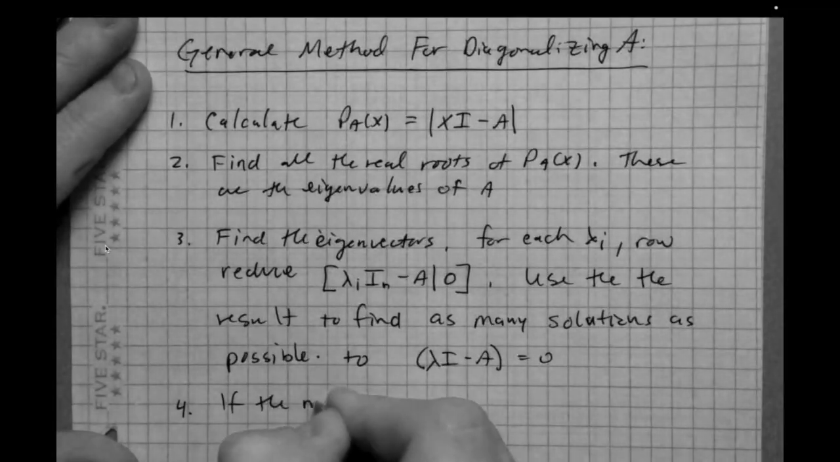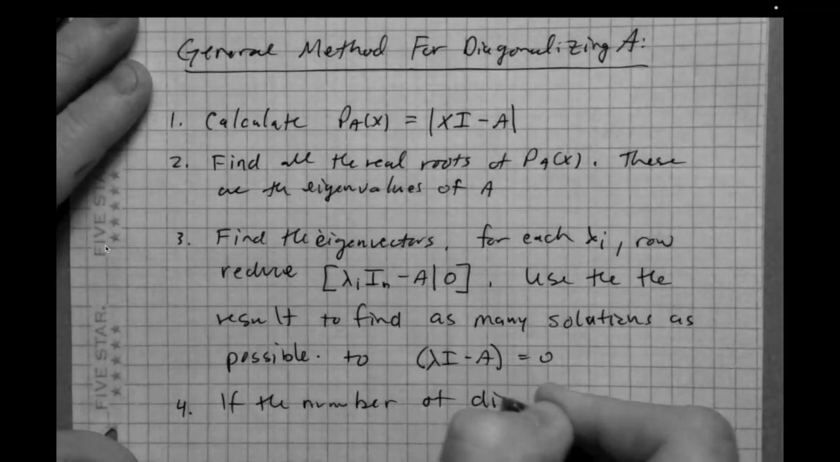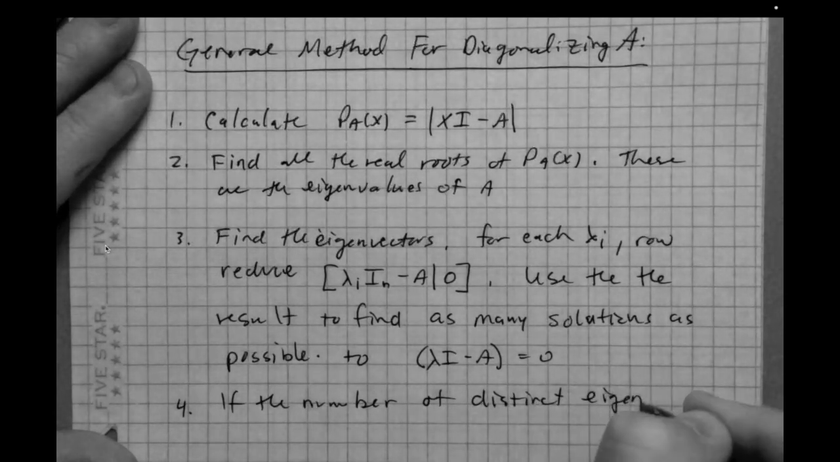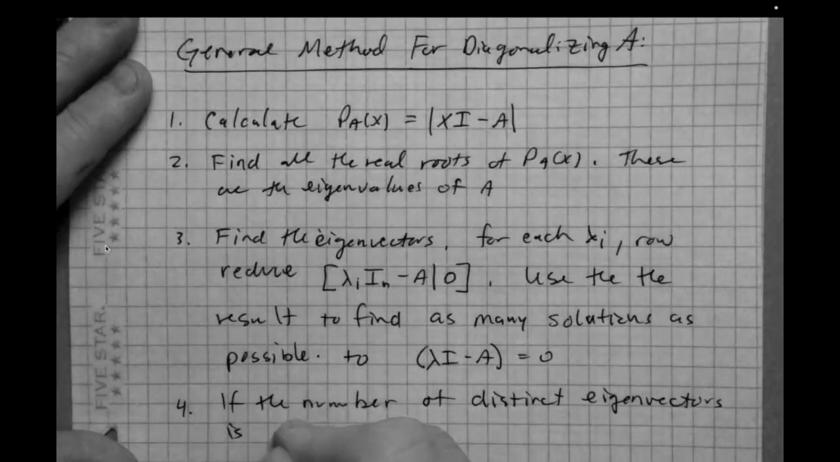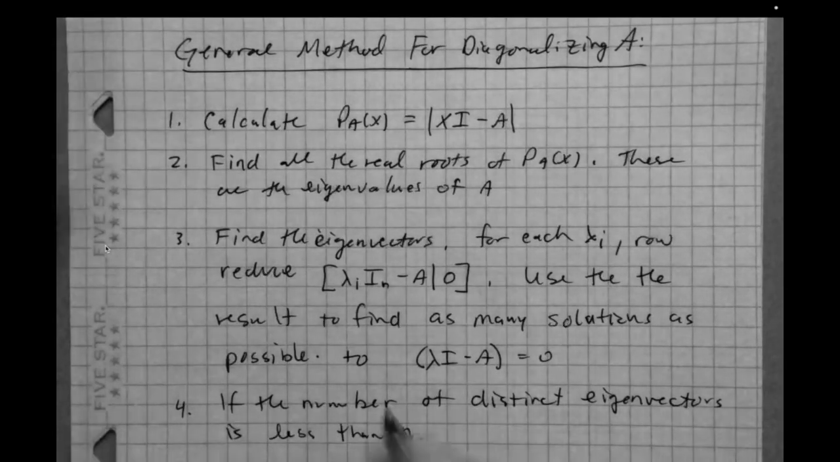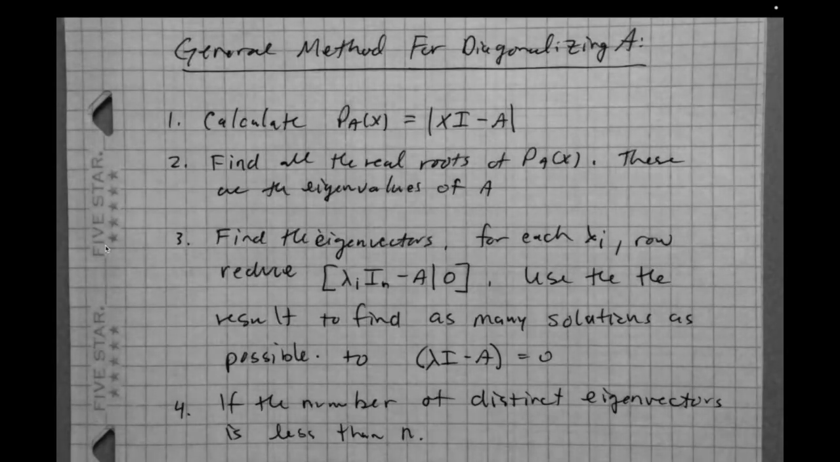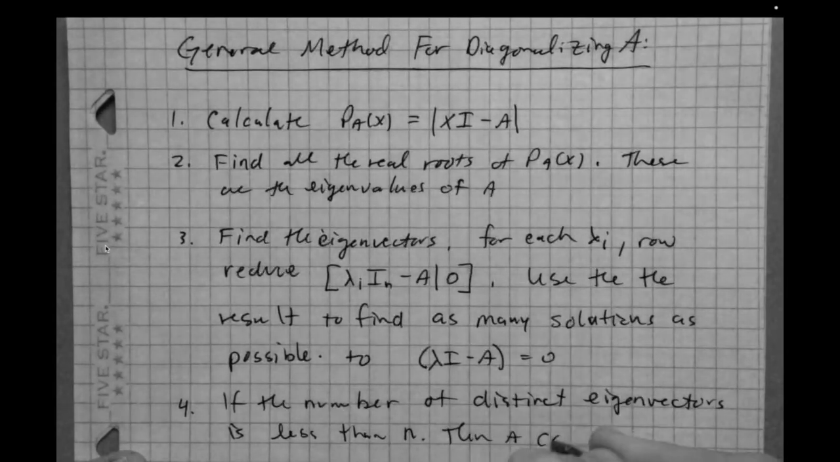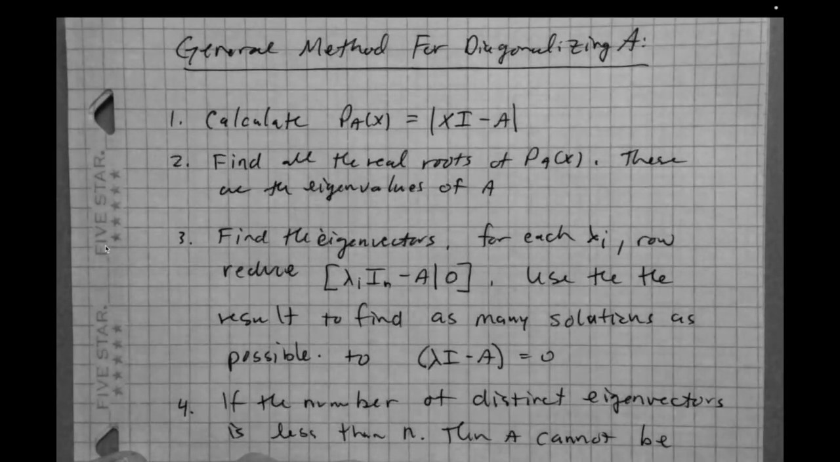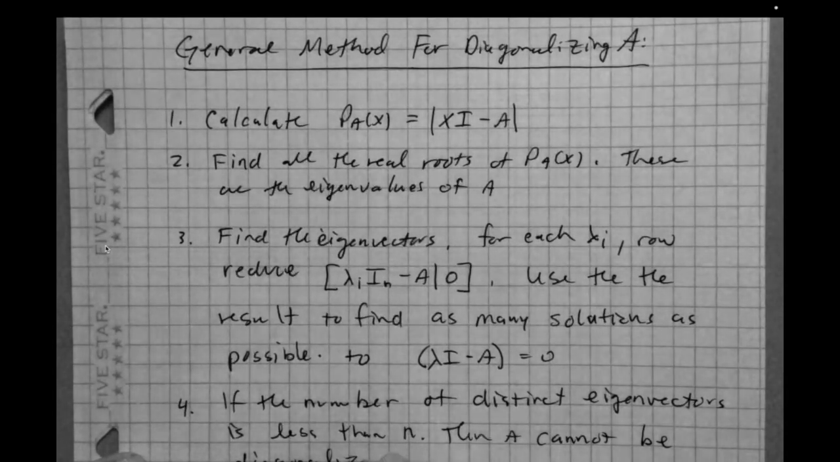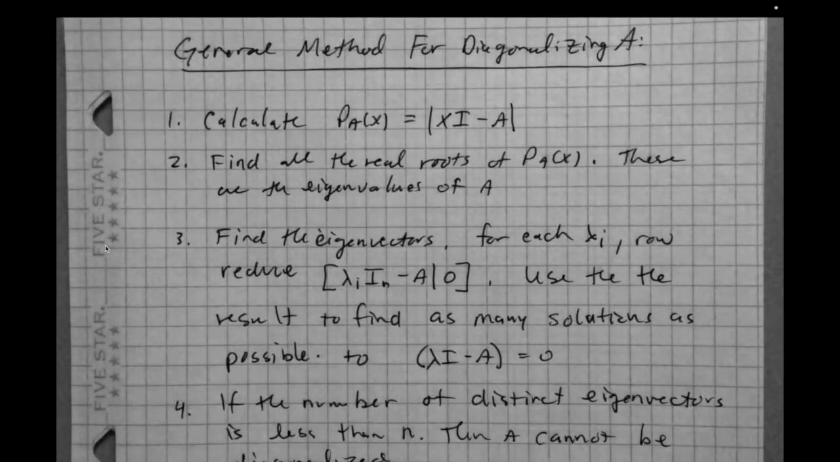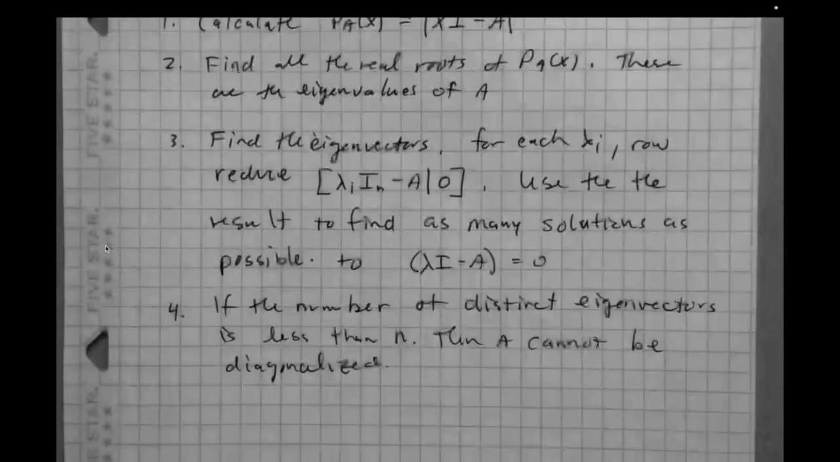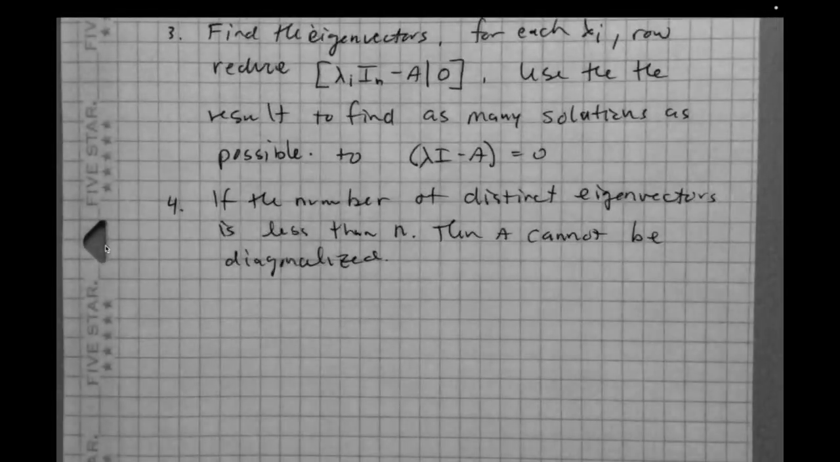Now, if the number of distinct eigenvectors is less than n, quit, give up, walk away. You can't diagonalize A. And that can happen, because if the number of eigenvectors is less than n, you can't even form P without using scalar multiples of one another. And if you use scalar multiples of one another, then the matrix P will not be full rank. It will not have an inverse. So you can't diagonalize without an inverse P.